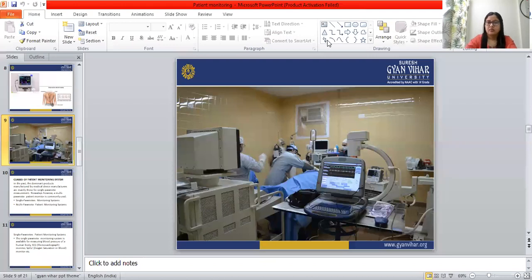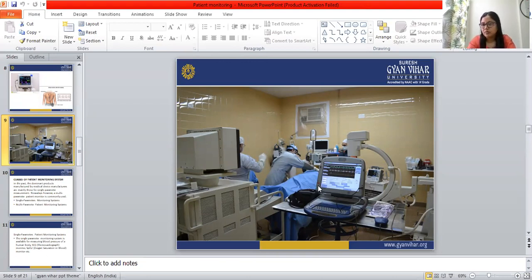So this is another example of the computerized patient monitoring. The doctors are here taking care of the patient, and lots of computers are placed here to monitor the different physiological signs of the patient. So this is again the computerized patient monitoring.